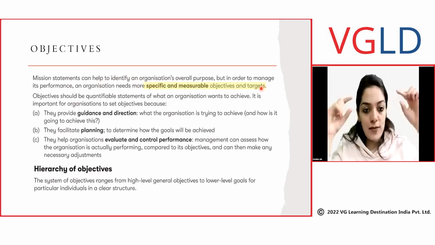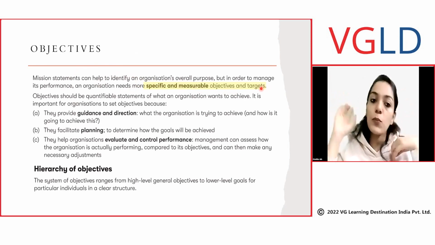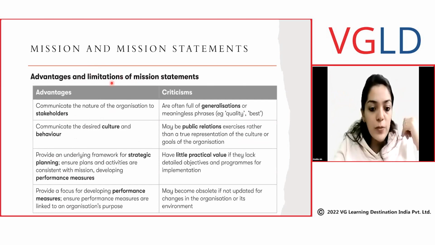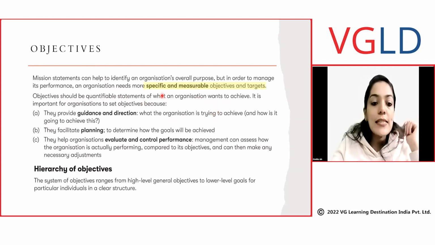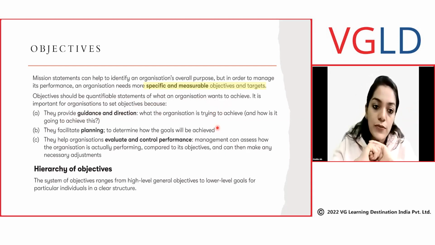Like we were saying, the mission is overall what the company is there for. But for achieving that mission, we need to set up specific and measurable goals and objectives. That was one of the advantages also, that on the basis of these mission statements, we'll be deriving our objectives. So that is what is given here. Objectives should be quantifiable statements of what an organization wants to achieve. It is important for organizations to set objectives because, first of all, they provide guidance and direction. What is the organization trying to achieve and how is it going to achieve?